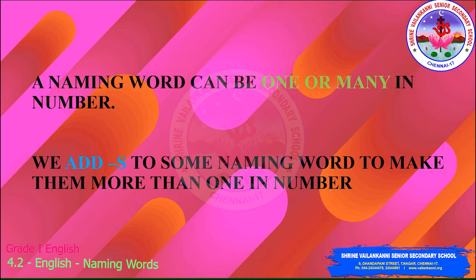We add s to some naming words to make them more than one in number. If any naming word is more than one in number, we need to add s at the last and we need to pronounce that word. Now let's see some examples.